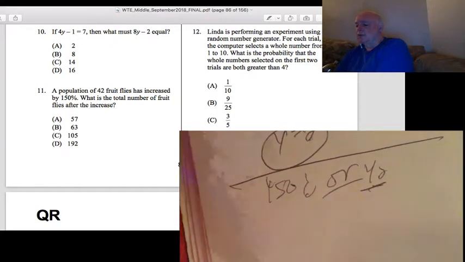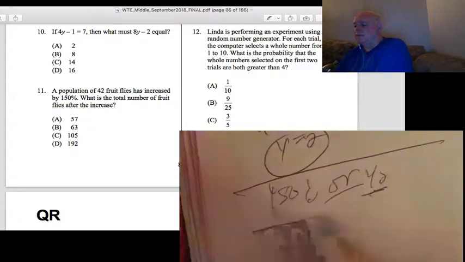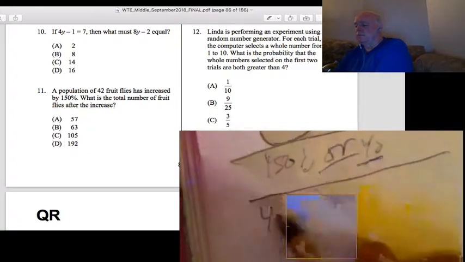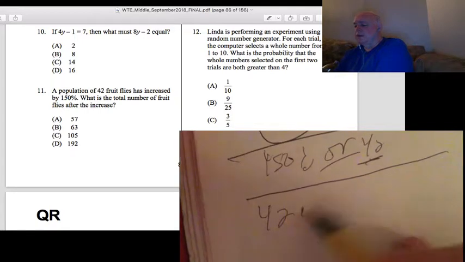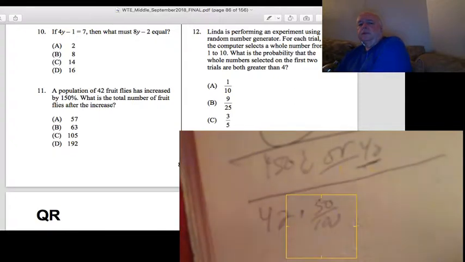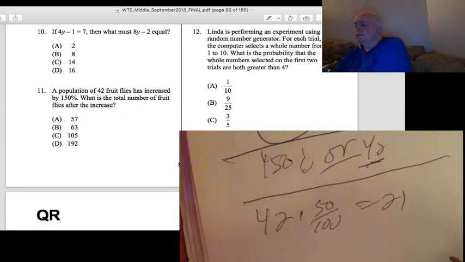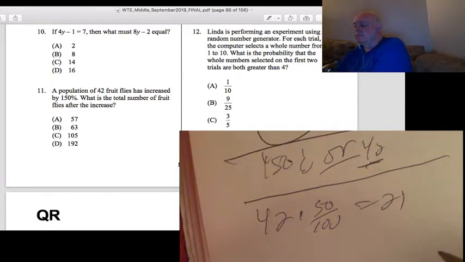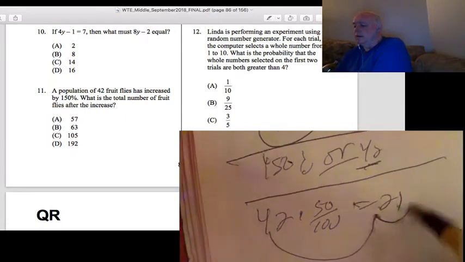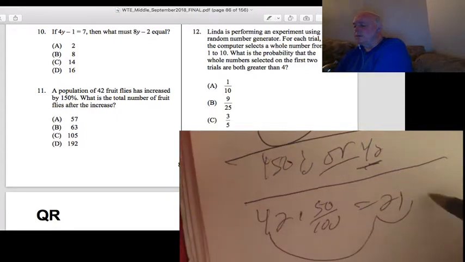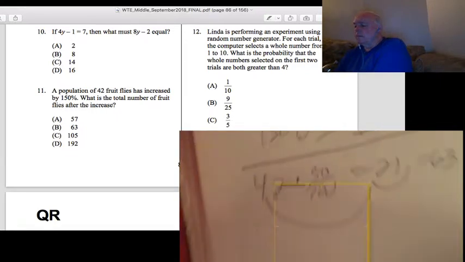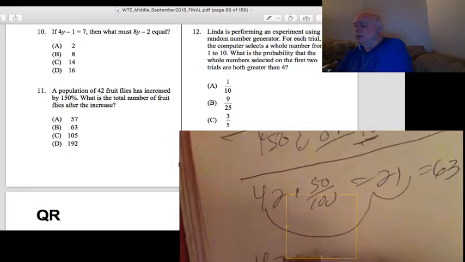So to see what I'm talking about, if it was 42, and let's say it increased by 50%, that's 50 over 100, right? So it's basically half. So it'd be 21. So what they're asking is, what is the total number of fruit flies? You would add this and this, and you would get 63. So on the same note, if it increased by 100%, that would be 42. So again, you would add these together and get 84.